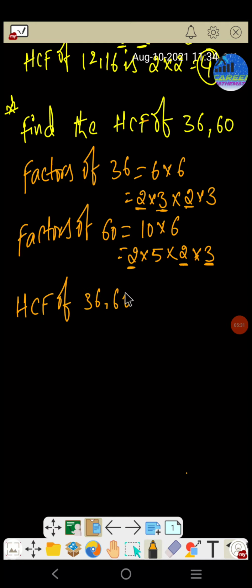36, 60 is the product of the common factors. What are the common factors here? Yes, 2 is a common factor here. 2 into here, 3 is also one common factor. 3 into here, one more common factor, what is that? 2. That is equal to how much? 2 3s are 6, 6 2s are 12. So 12 is the HCF of 36, 60. Is it clear? Yes.